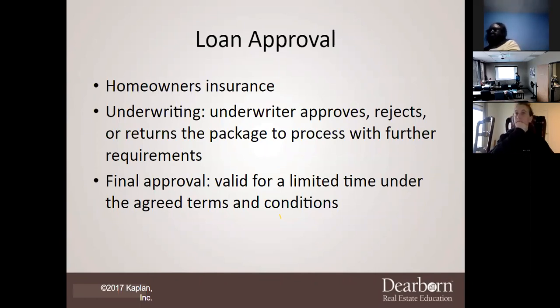And final approval is valid for a limited time only. That's a big one. Limited time. You have a limited time to do things in real estate. If you miss a deadline, you can end up costing your client thousands of dollars, and you could even lose your client. You must meet your deadlines.